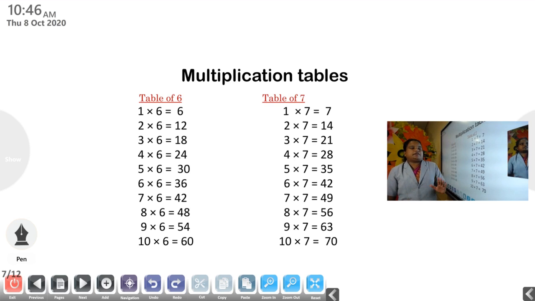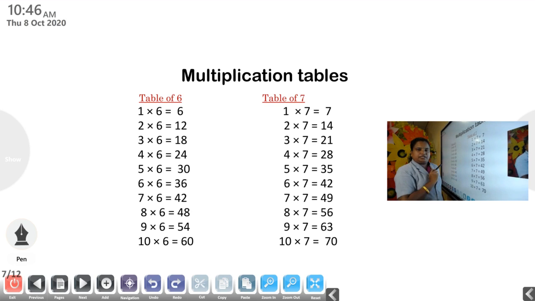Then next, table of 7. 1 7 is 7. 2 7s are 14. Listen carefully. 3 7s are 21. 4 7s are 28. 5 7s are 35. 6 7s are 42. 7 7s are 49. 8 7s are 56. 9 7s are 63. 10 7s are 70.